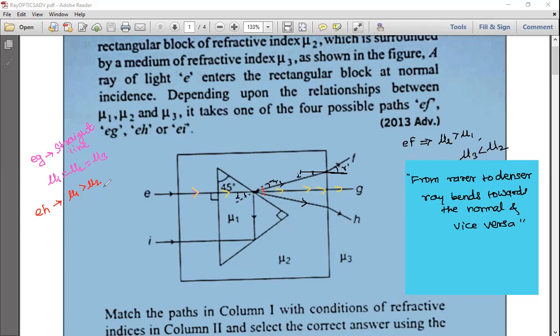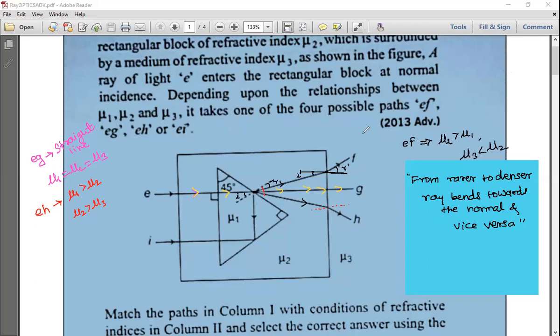This we understand. And next, you see at this interface, again it is bending away from the normal only. Yes or no? So definitely here mu3 is less than mu2, or you can say mu2 is again greater than mu3. This we have understood till here. Clear? Right? Any doubt?